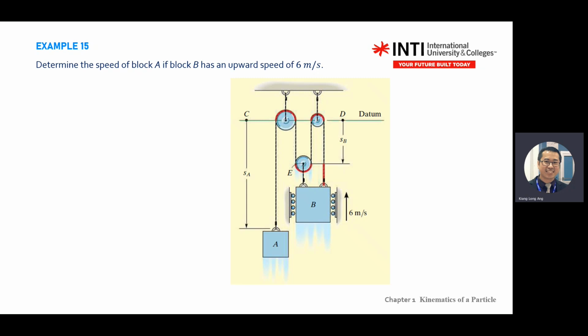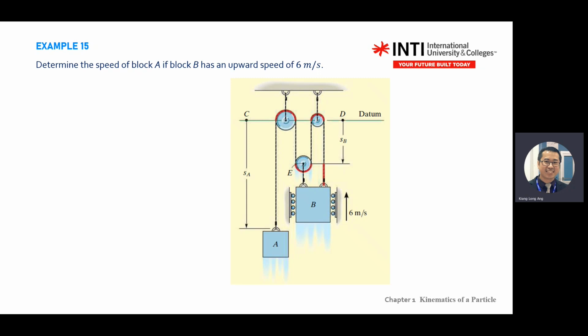So the datum A, positive go down. Datum B also moves down positive. And then once you identify the datum, use your simple logic, identify the motion. So what happens if you push B up? You push B up, what happens to A?